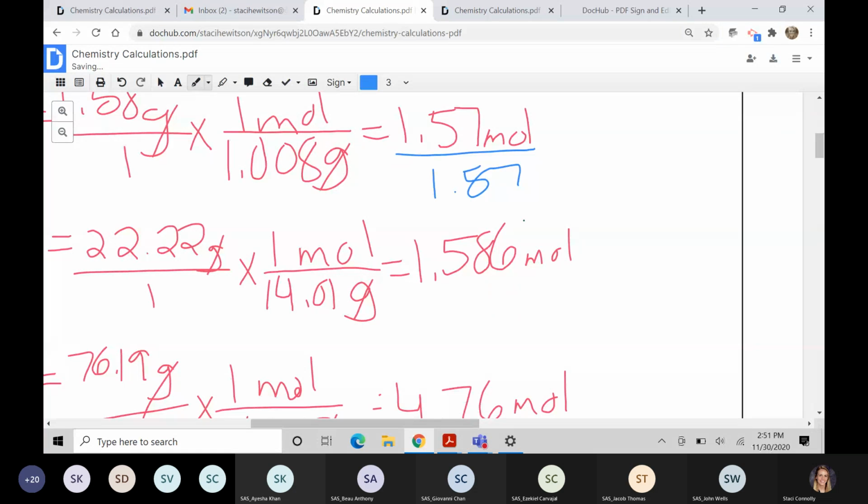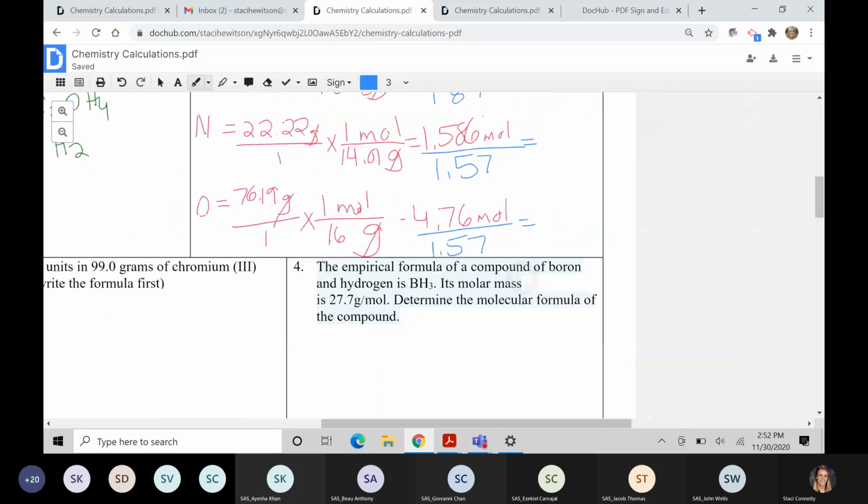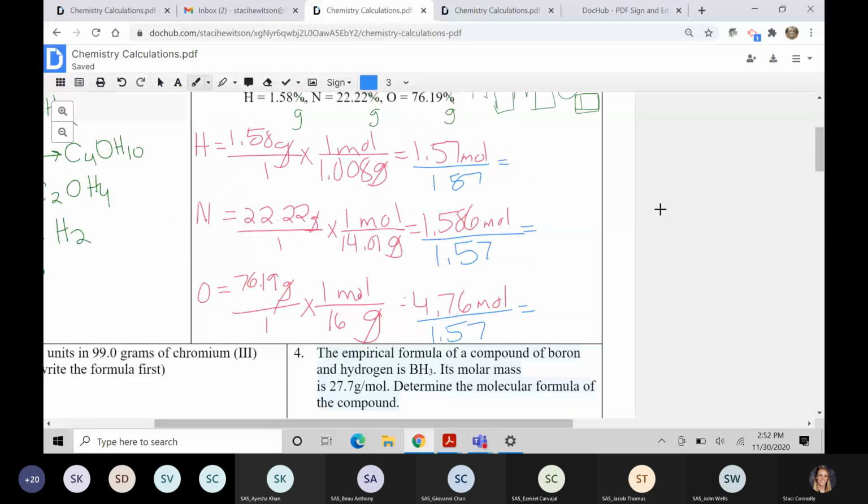Wow, that 5 does not look like 5. That looks like an 8. Sorry about that, guys. So we're going to divide all those by 1.57. When we divide 1.57 by itself, we get 1. When we do 1.586 divided by 1.57, it's going to be something very close to 1. It's like 1.01 something. And this last one, when we divide it, we should get something very, very close to 3.